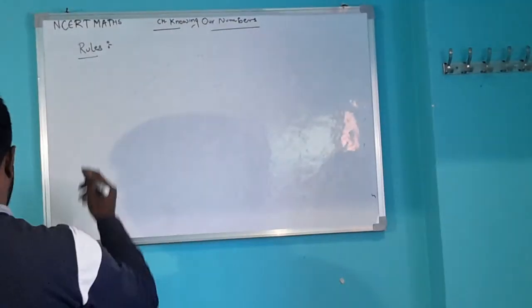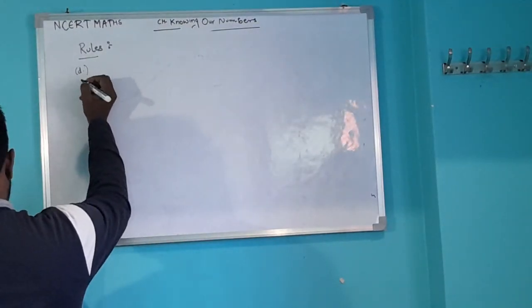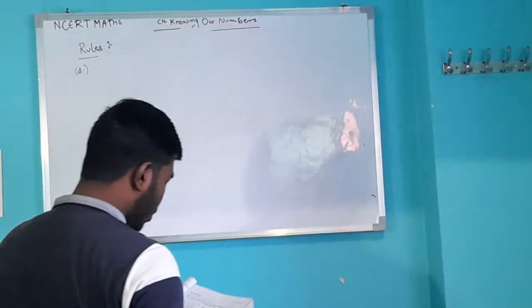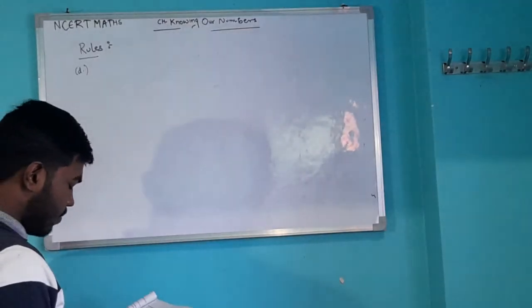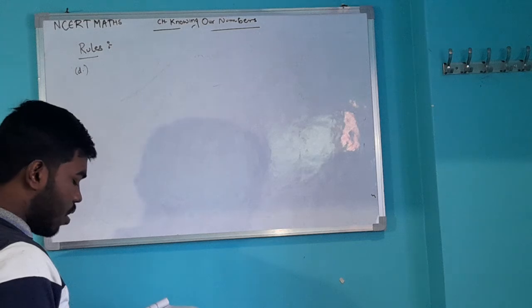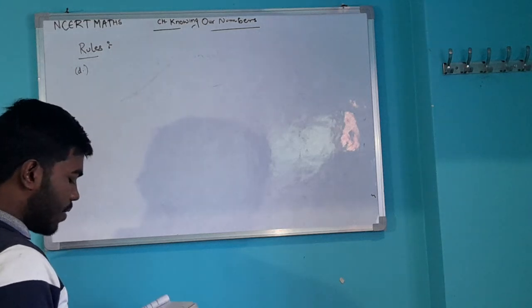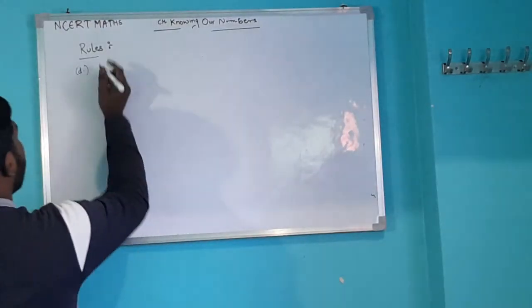In the fourth part, the rule is, if a symbol of smaller value is written to the left of a symbol of greater value, its value is subtracted from the greater one.